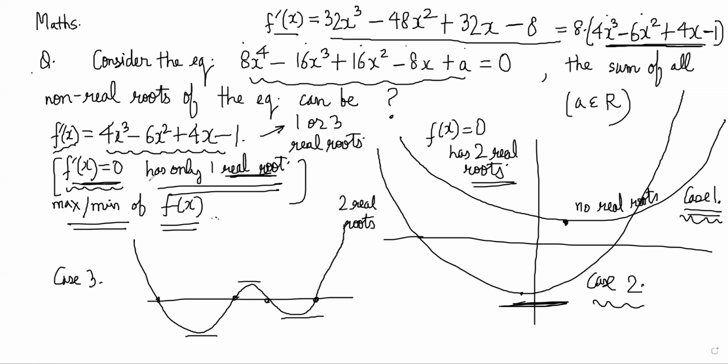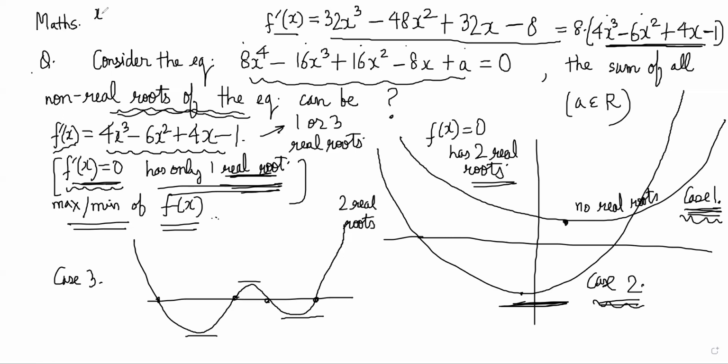If f dash x is equal to 0 has only one real root, we are only stuck in case 1 or case 2. That's right. So now we need to understand how many roots this one has. We can see when this becomes 0. So you can take different values of x.